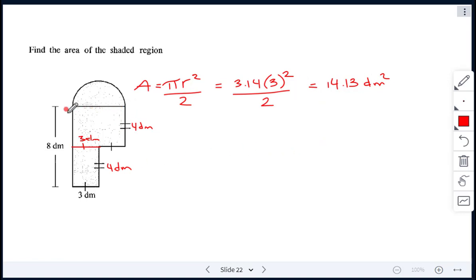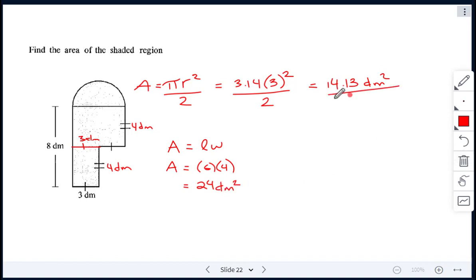Next, we could figure out the area of this rectangle. So 3 and 3 here, and then 4 here. So length times width for that rectangle. So 6 times 4, which is 24 meters, not meters, decimeters squared. We'll just go back and write that properly, decimeters squared.